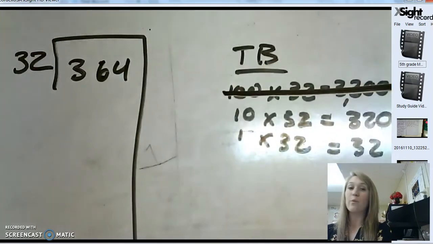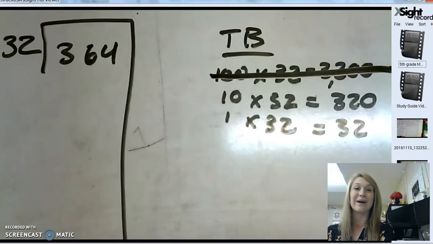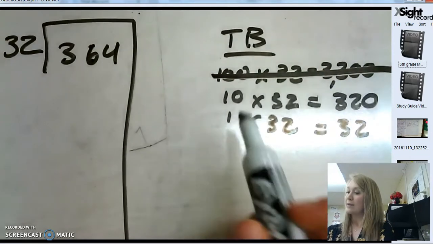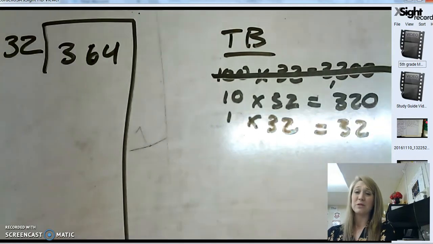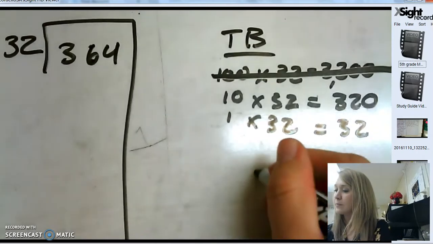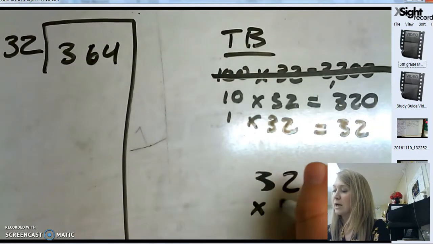My hundreds numbers are way too big, so I'm going to go down here to my tens numbers. Well, 10 times 32 is 320. That's pretty close to 360. Do you want to see what 20 would do? Might as well, right? So I'm going to do 32 times 2.